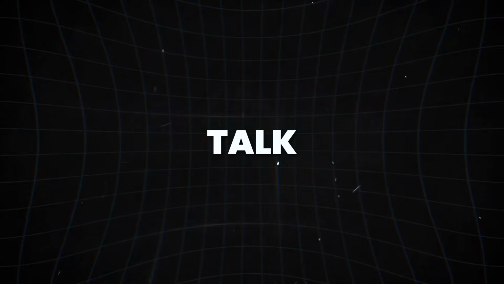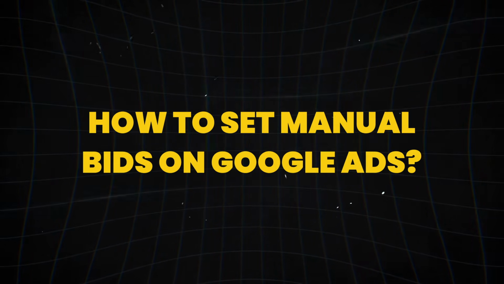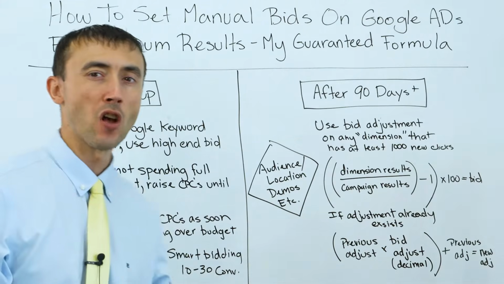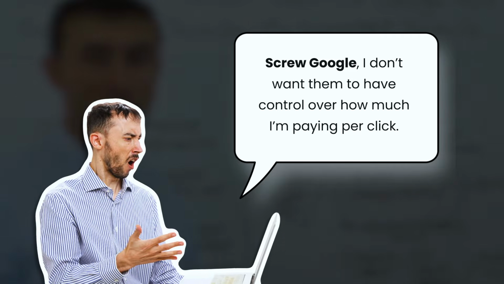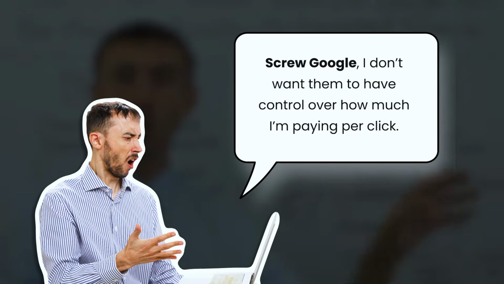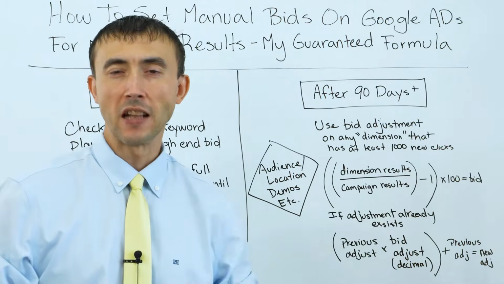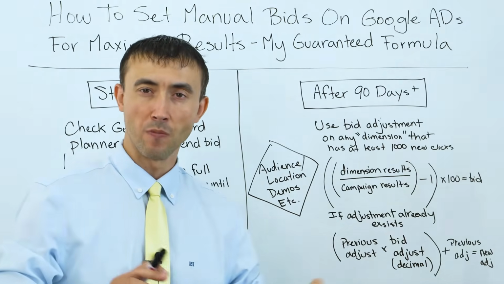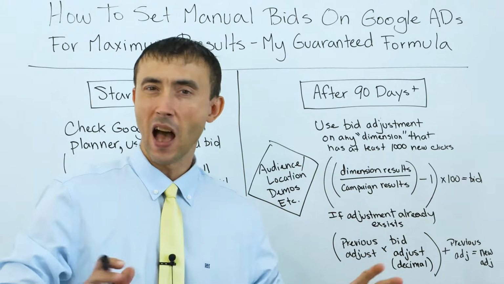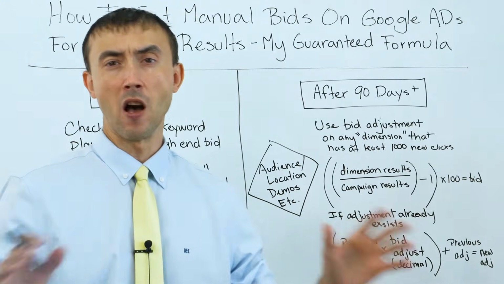In today's video, we're going to talk about how to set manual bids on Google Ads for maximum results. My guaranteed formula for doing this, okay? If you're going to do manual bidding, you're stuck on this. You say, screw Google, I don't want them to have control over how much I'm paying per click, which is a misnomer by itself, which I'll touch on lightly in this video. But I ain't going to pay no more than $3 a click, damn it.